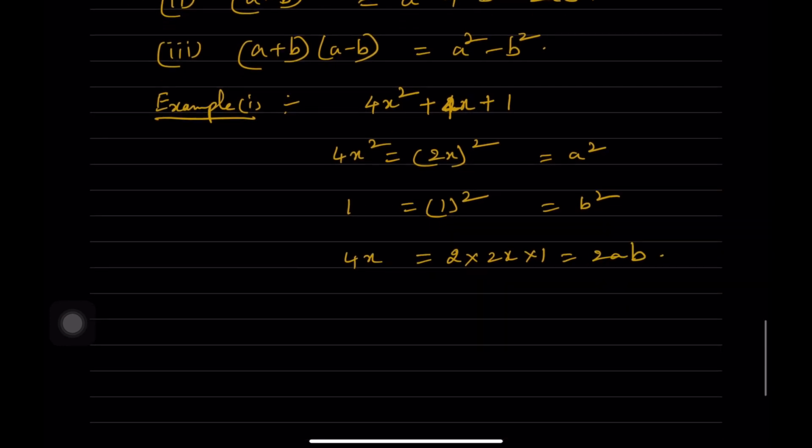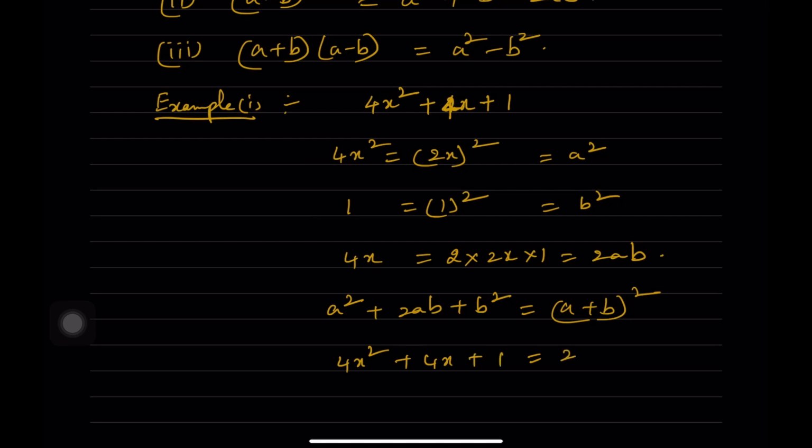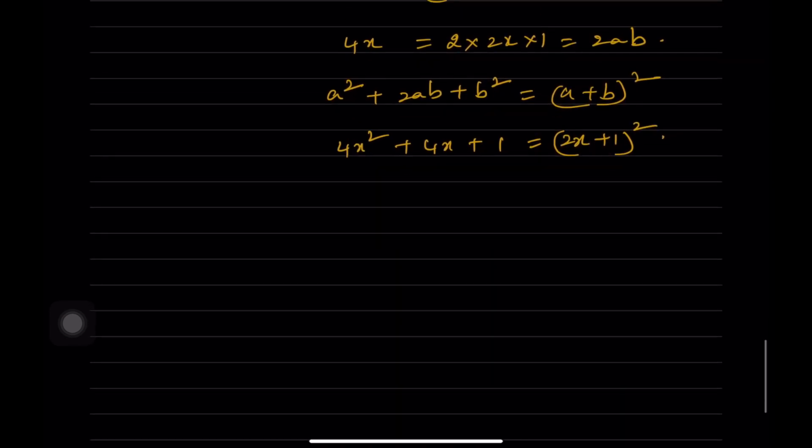You can see from this that a square plus 2ab plus b square is equal to a plus b whole square, the first identity. So 4x square plus 4x plus 1 is equal to 2x plus 1 whole square. This is the factorization for this first one. Next, we'll take example 2.